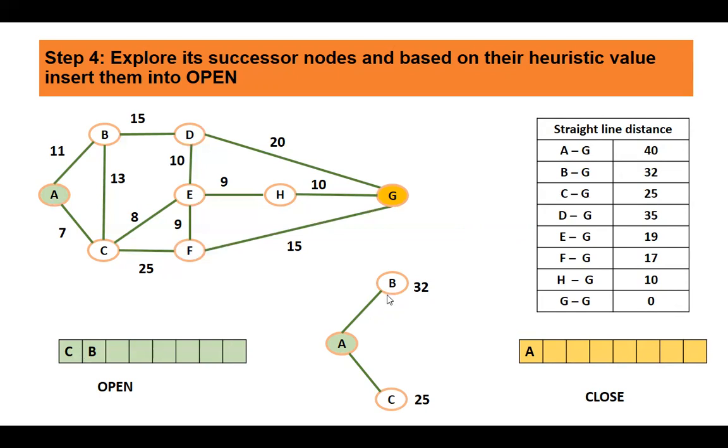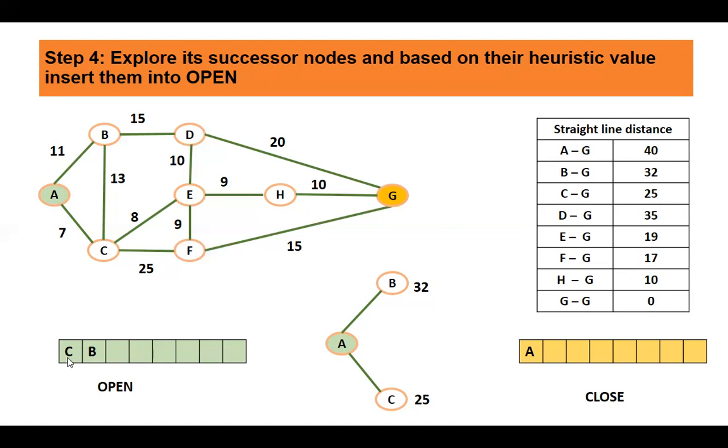So when you're inserting into open, first C will be inserted and then B, as the heuristic value of C is 25 and B is 32, right? So when you're inserting it, it is following the priority queue norms. Fine. A is already in close. Now the same step you will repeat again.